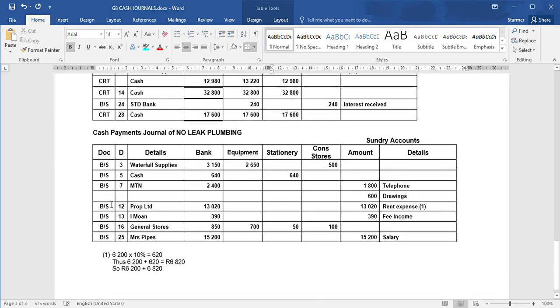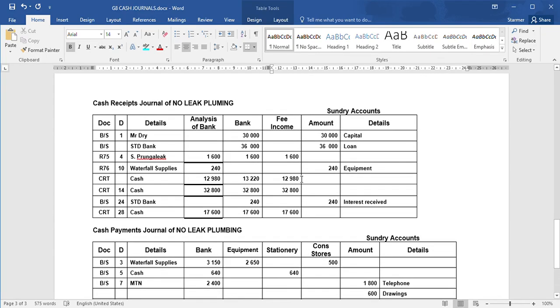Then in the cash payments journal, you also have a document and a day column, as well as details, that's who you pay. Then you have a bank column to record the money that you're paying, and then you have several columns here, and these can change. In this example, I'm going to use equipment, stationery, consumable stores, but you could have other ones there like wages or whatever. Okay, and once again you're going to have a sundry accounts column, and that is used when we don't have a special amounts column for something.